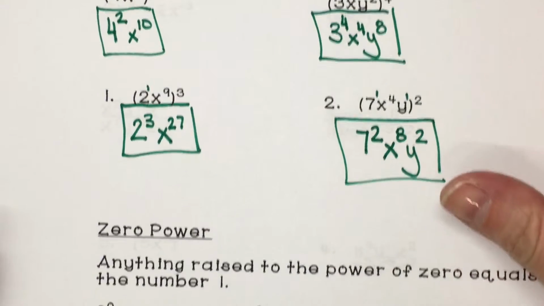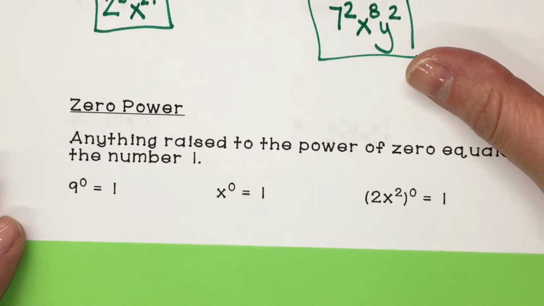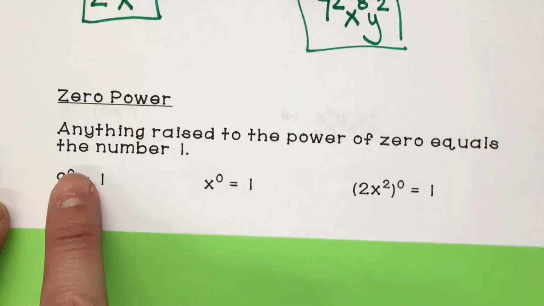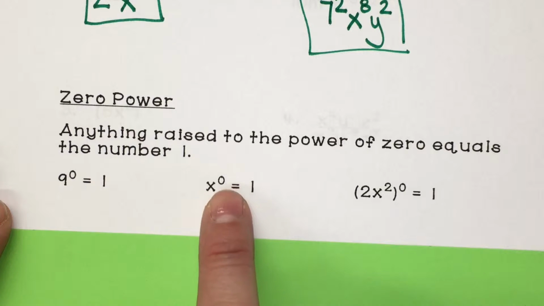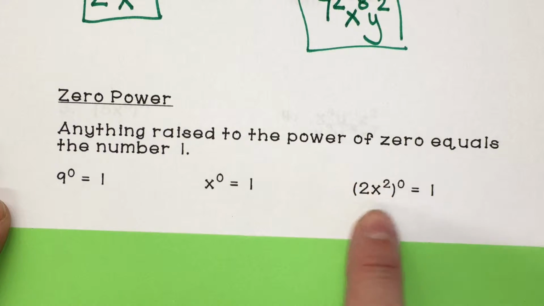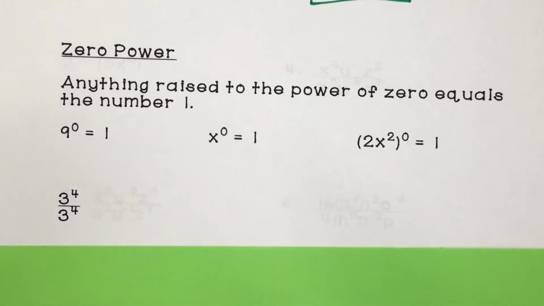Now we're going to move on to something called zero power. So anything raised to the power of 0 equals the number 1. So 9 to the power of 0 equals 1. X to the power of 0 equals 1. 2x squared all raised to the power of 0 equals the number 1. All right, so I'm going to give you a little example of why this works.